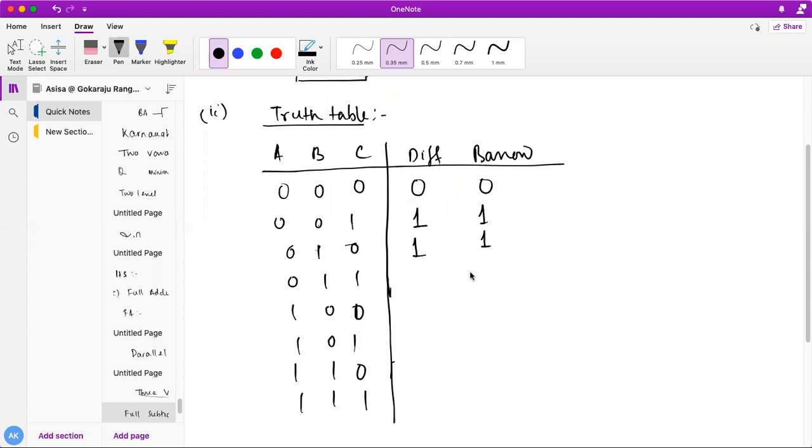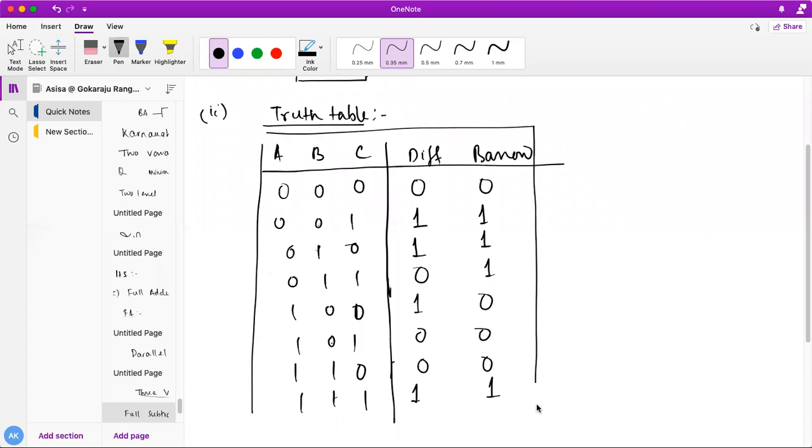0 minus 1 is 1, already there is a borrow. Then 1 minus 1 is 0. 1 minus 0 is 1, 1 minus 0 is 1, 1 minus 1 is 0, 0 minus 0 is 0, and 1 minus 1 is 0. Finally 0 minus 1, you get a borrow and the difference is also 1. So this is the truth table of the full subtractor. Very simple: you just perform the subtraction between the first two, and whatever result comes, you subtract C from it.